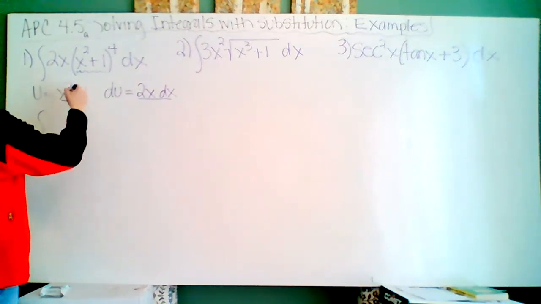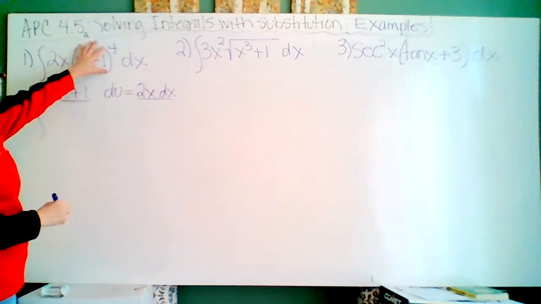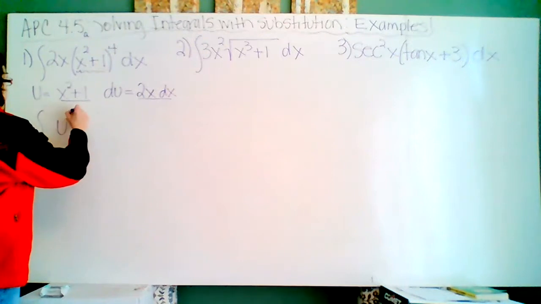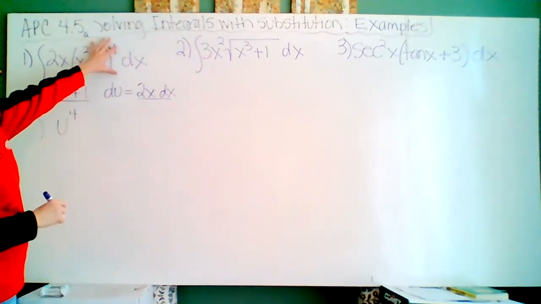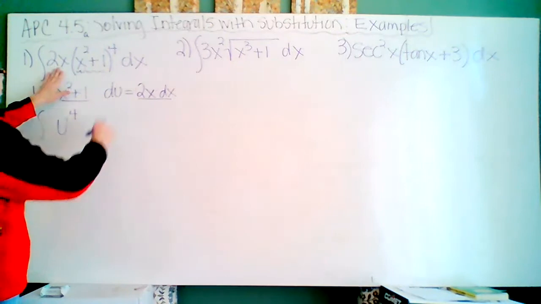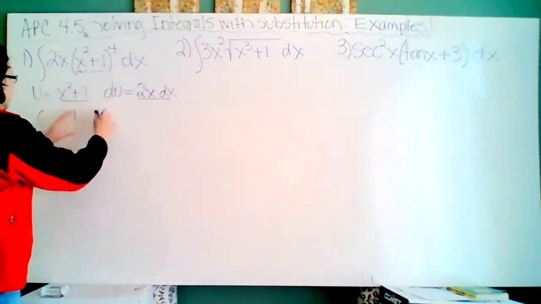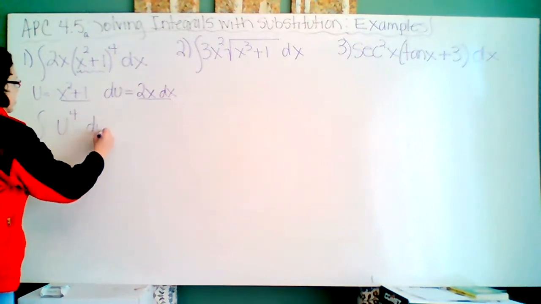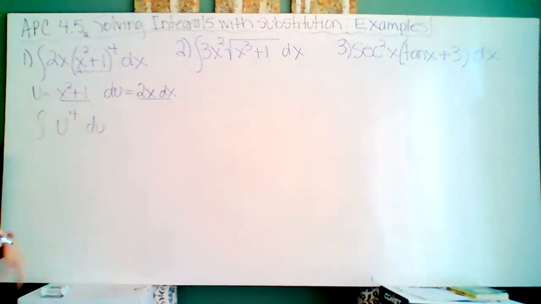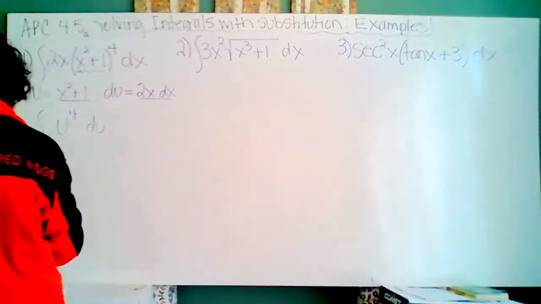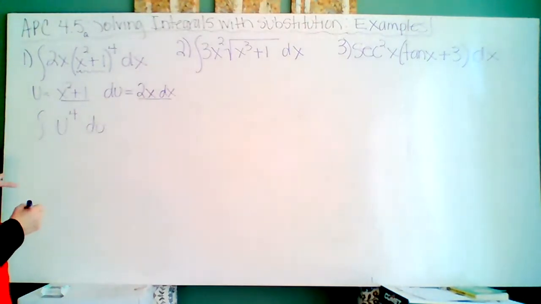Let's go ahead and do that. So this is u to the 4th, right? I took care of this. And I have a 2x dx left, and that is exactly equal to du. Okay? All the x's have been replaced with u's. Just checking again to see if you can see my purple. I think you can.